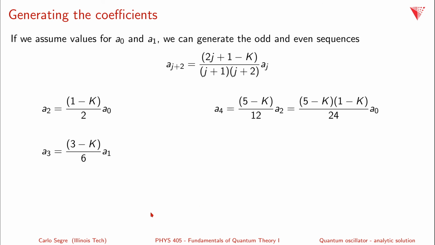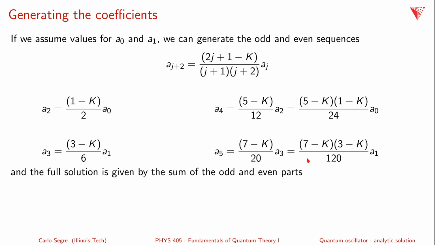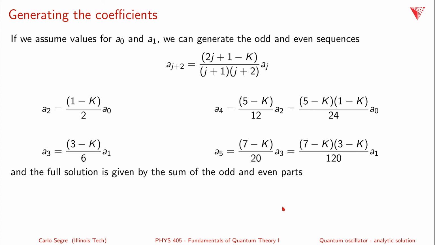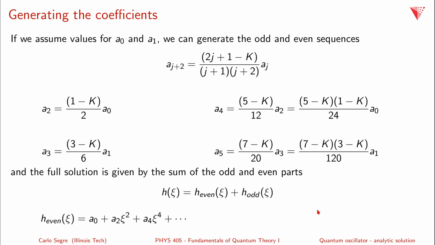Similarly, for the odd coefficients, I start with j equals 1, and I have 3 minus k over 6. And then here, from a3 to a5, I get 7 minus k over 20. Plug it both in, and I get 7 minus k times 3 minus k over 120 times a sub 1. And so the full solution then is given by the sum of the odd and even parts, because the full polynomial has to have all the terms. And we can say then that h is equal to h even plus h odd. H even has all the even coefficients and powers, and h odd has all the odd coefficients and powers.